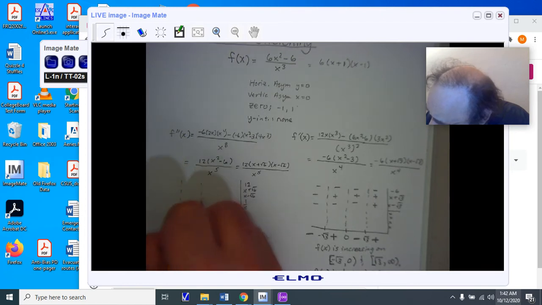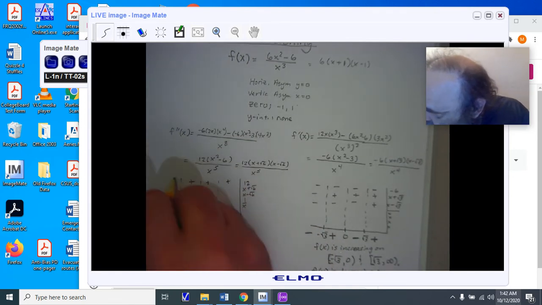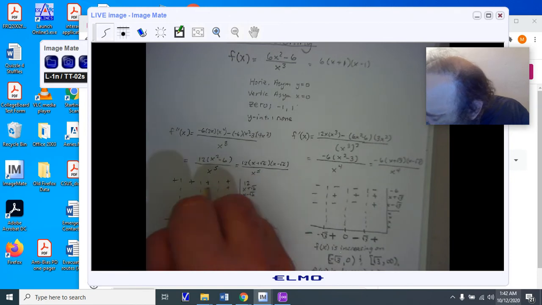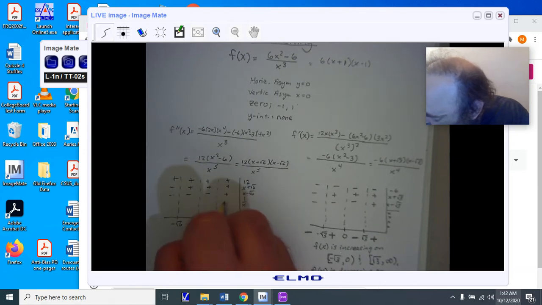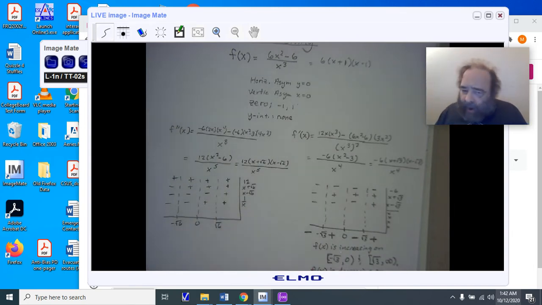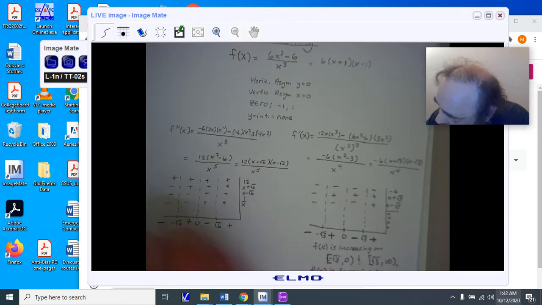Once again, just setting up my sine chart. 12 is always positive. We have a positive, positive, positive, negative, positive, negative, negative, negative, positive, positive, negative, negative. And then keep in mind that you have 4 of them, and those 4 are all just going to cancel each other out. So we end up with a positive, a negative, a positive, and a negative.